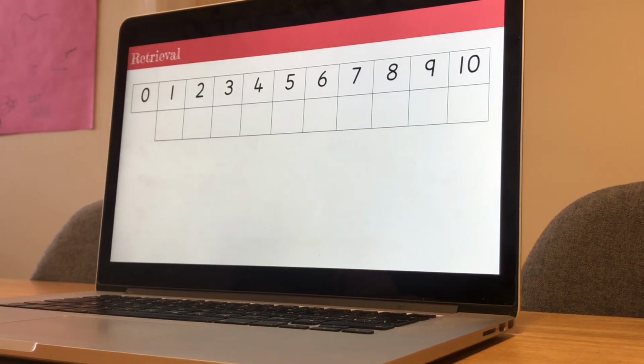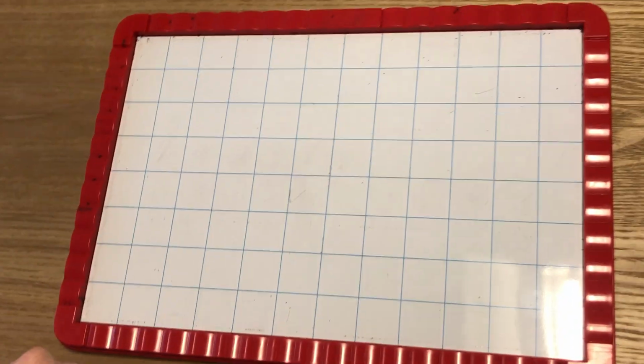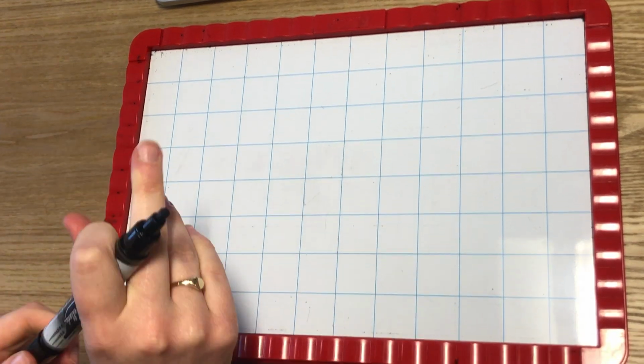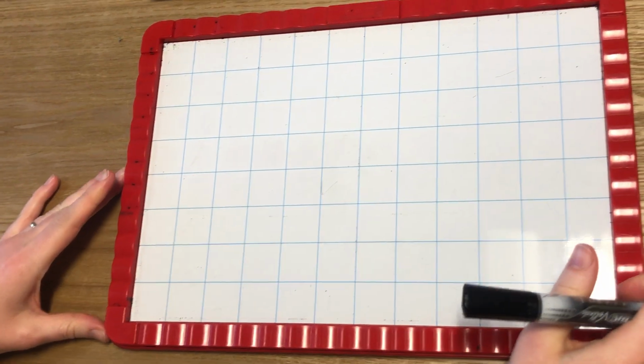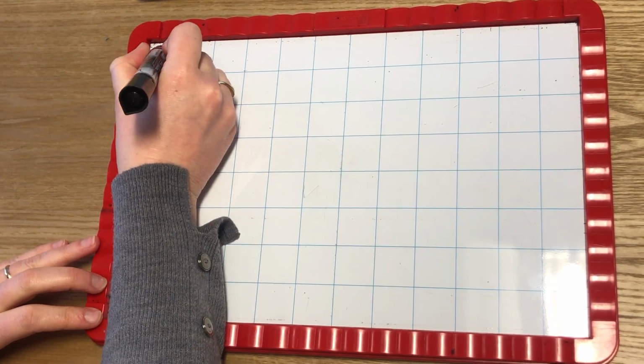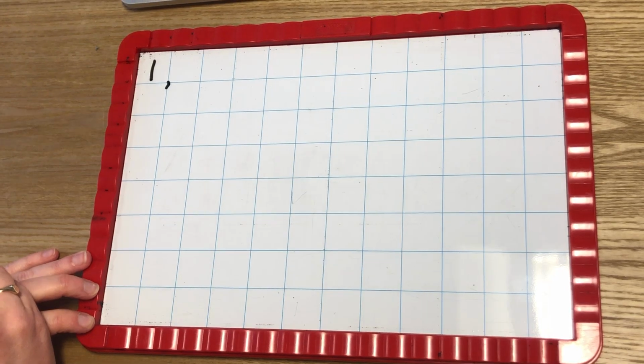For the next part of our activity, we're going to need to make our own number lines. Now, I'm going to use my maths whiteboard here, but you can use anything at home to write your number line on. All you need is a piece of paper and a pencil. Now, because I'm presenting my work properly, I'm going to put one number in each box. I'm going to start with 1. To separate the numbers, I'm going to put a little comma after each number.